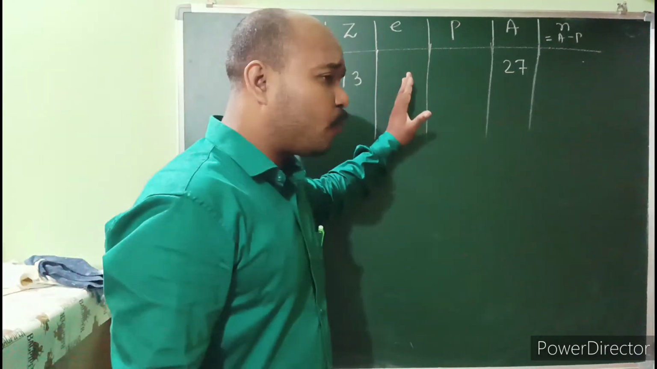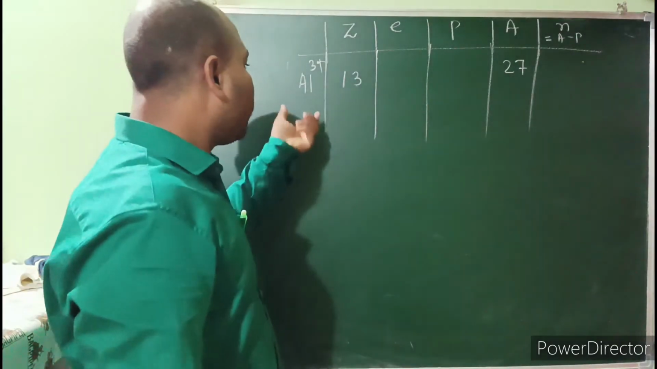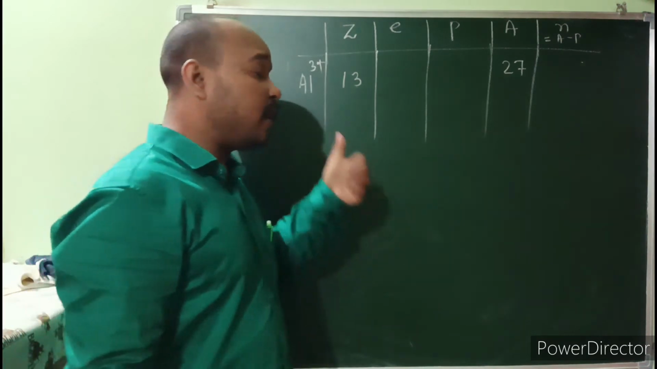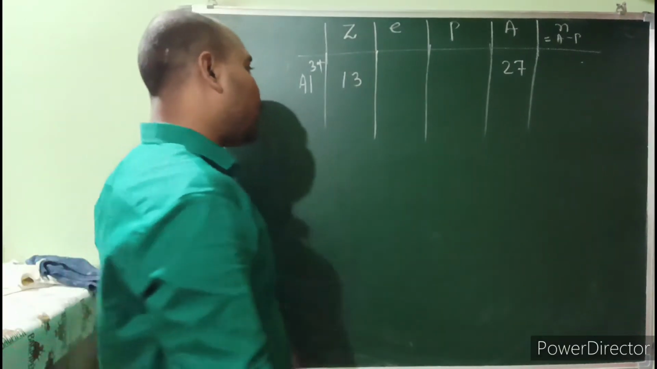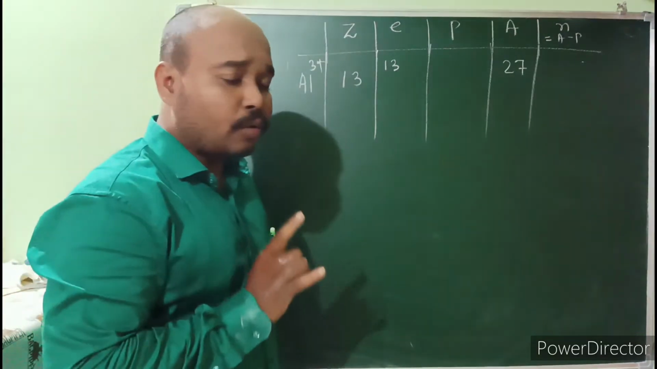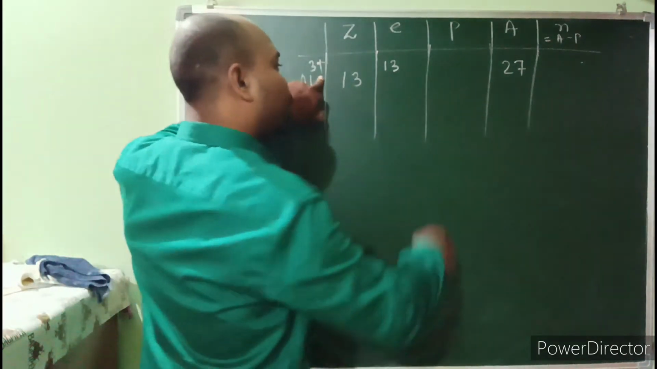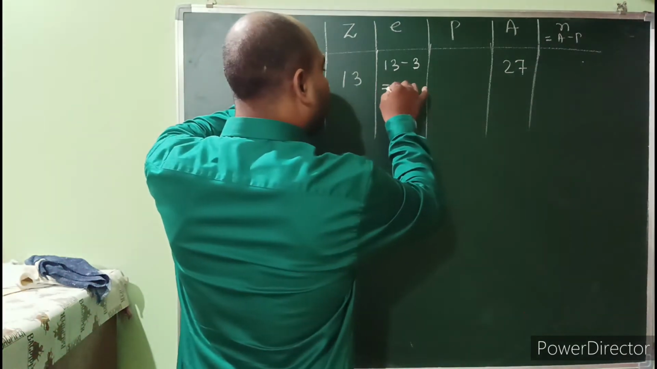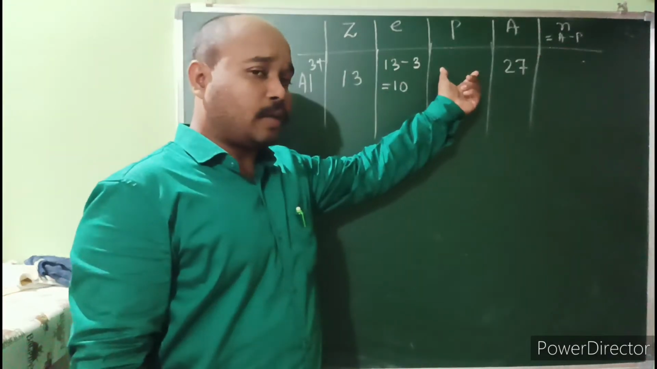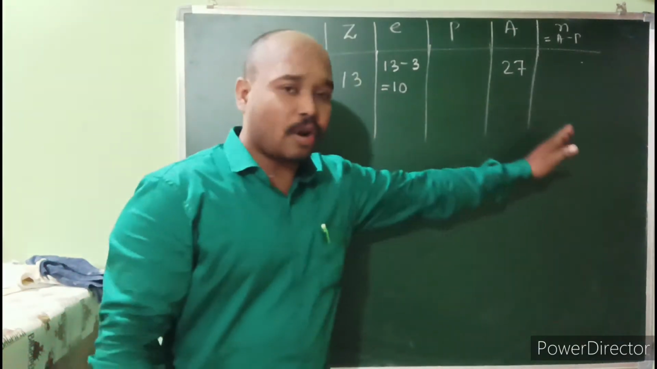Number of electrons is equal to the atomic number, but here we can see aluminum lost 3 electrons, that's why it is carrying a 3+ charge. So according to the rule, aluminum has 13 electrons, but it lost 3, that's why 13 minus 3, your answer is 10. Similarly, protons: aluminum lost 3 electrons, not protons, not neutrons.